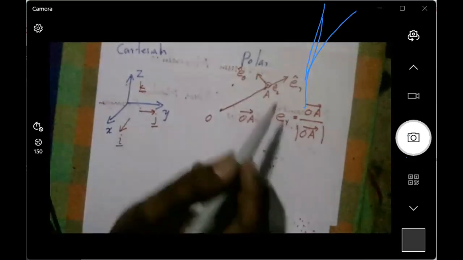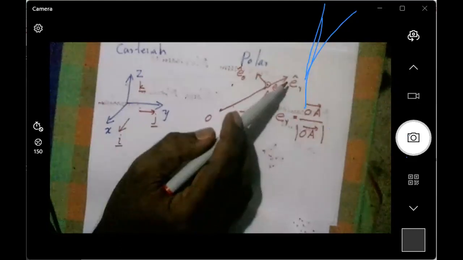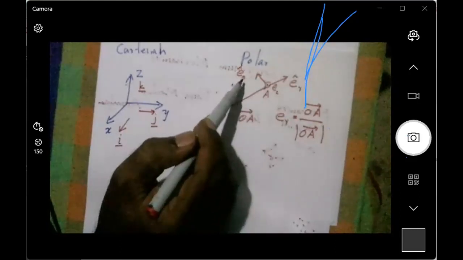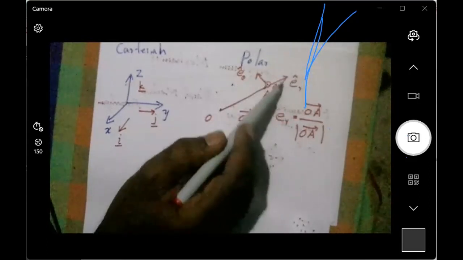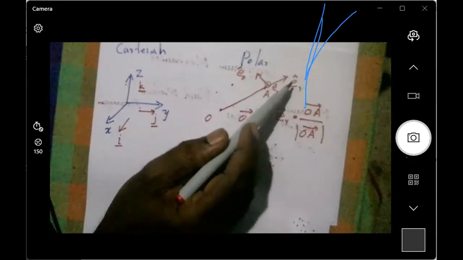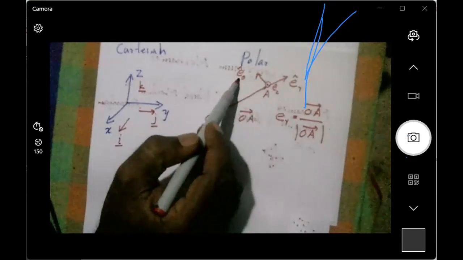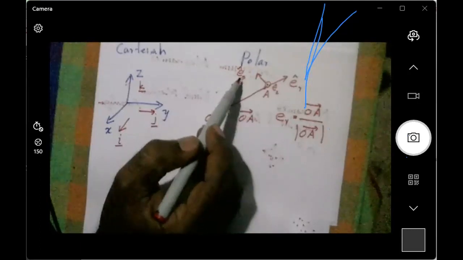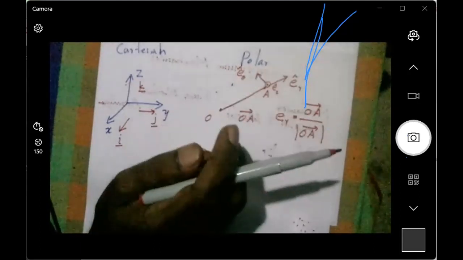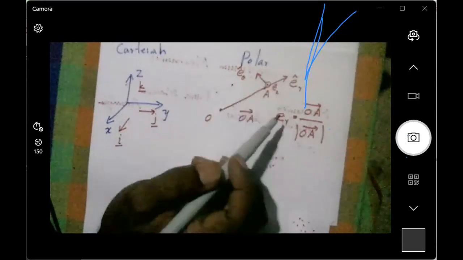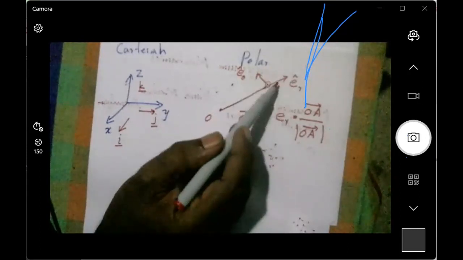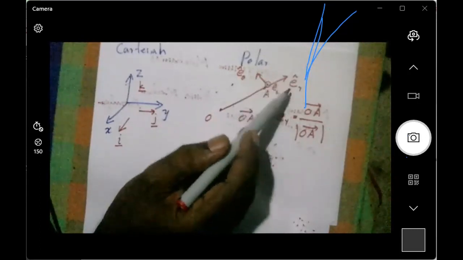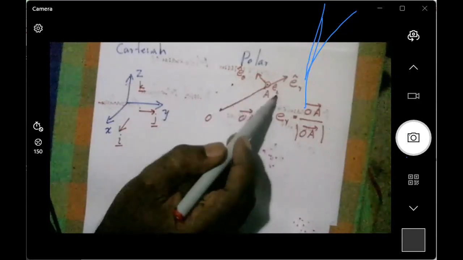Then you can define the other unit vector, which is exactly perpendicular to this ER unit vector, which will be E theta. Typically we apply this to planar motion, so the third one is not really necessary. But if you need it, you have to define it perpendicular to both ER and E theta, which will be EZ.